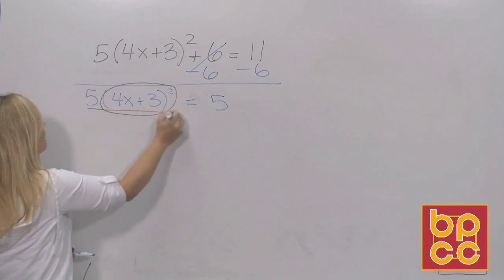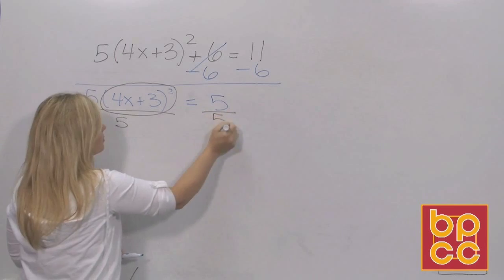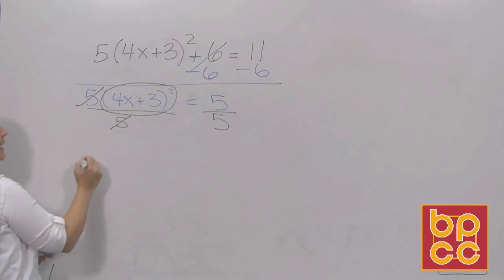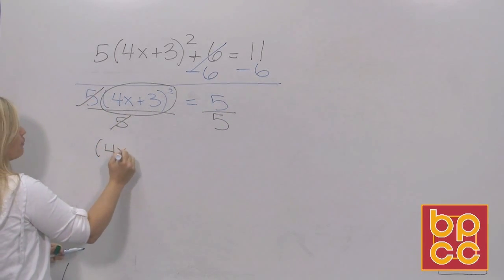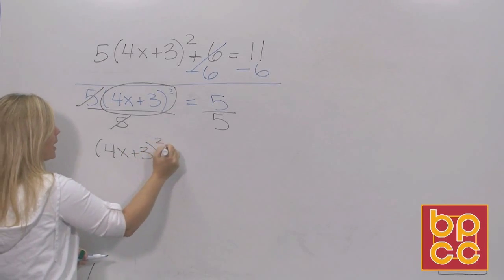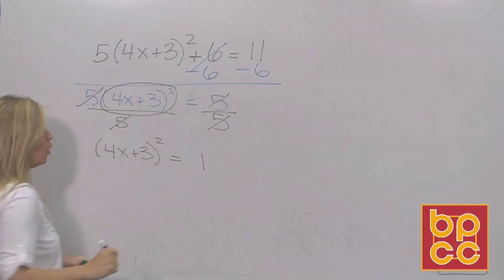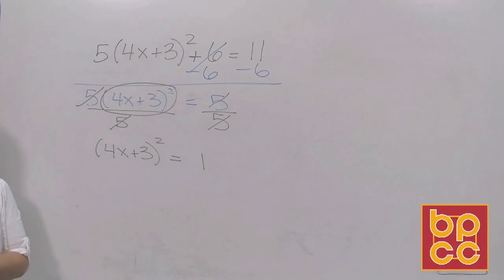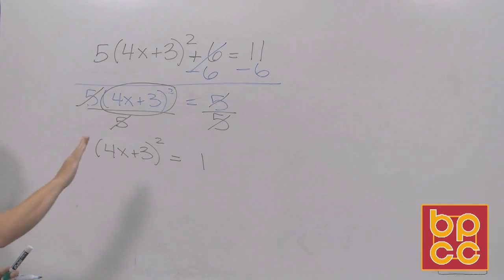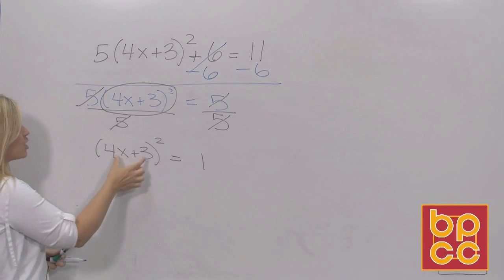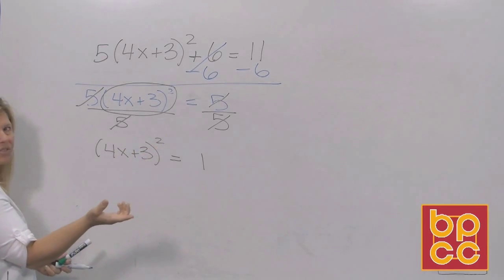So we're going to move that 5 by division. 5 divided by 5 cancels out. That leaves us with the 4x plus 3 squared equals 5 divided by 5, which cancels out and makes the number 1. So we did step 1. We moved everything over. We can't move anything else because these numbers are stuck in parentheses.